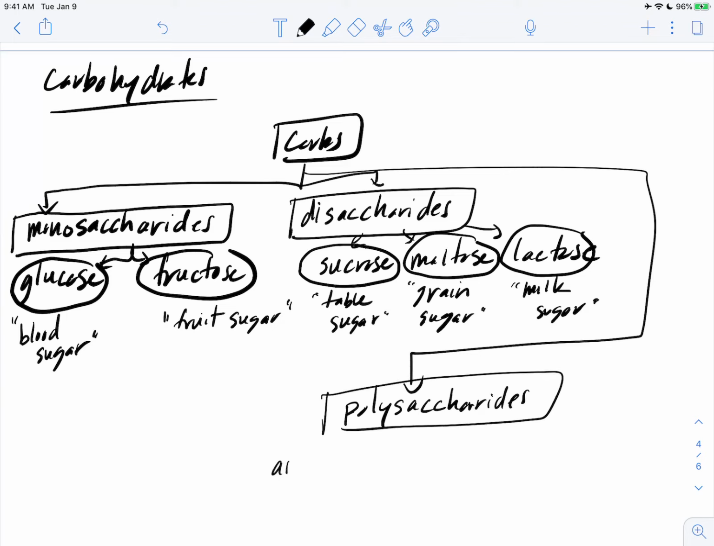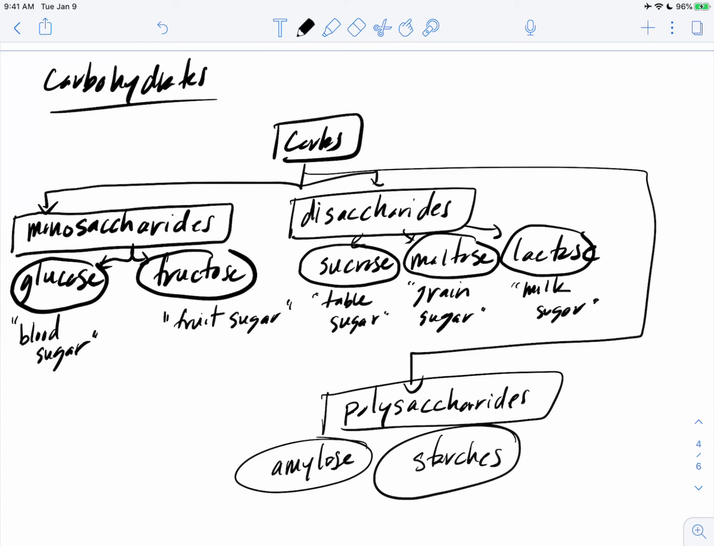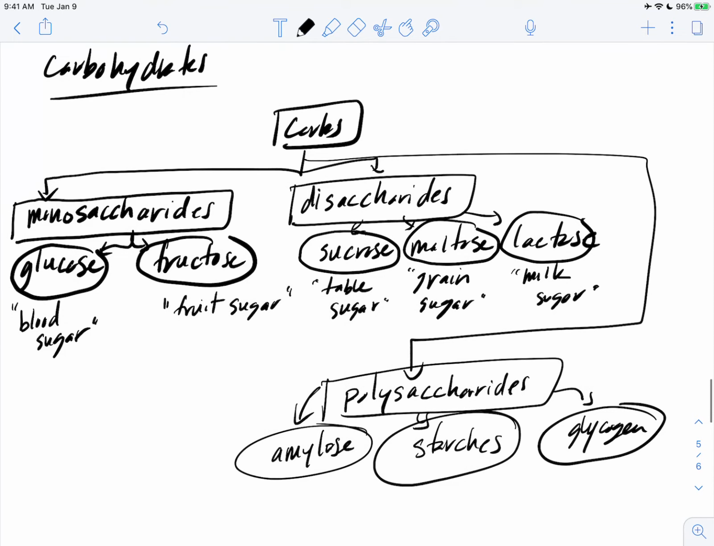And popular ones there: amylose is 1. Starches is another, and glycogen is a third. For polysaccharides, again, there is a lot more. And so these are all different carbohydrates that our body can digest.